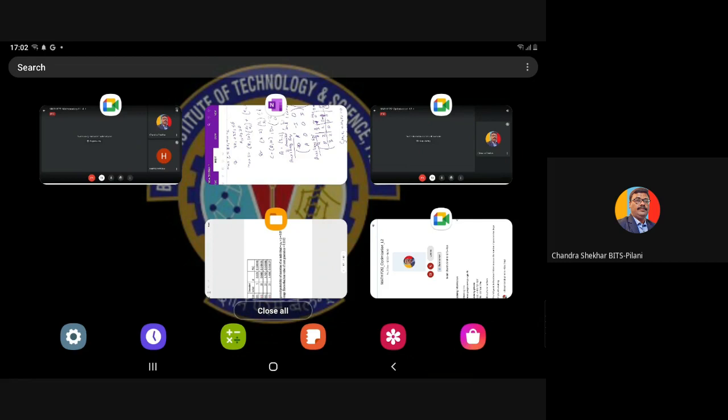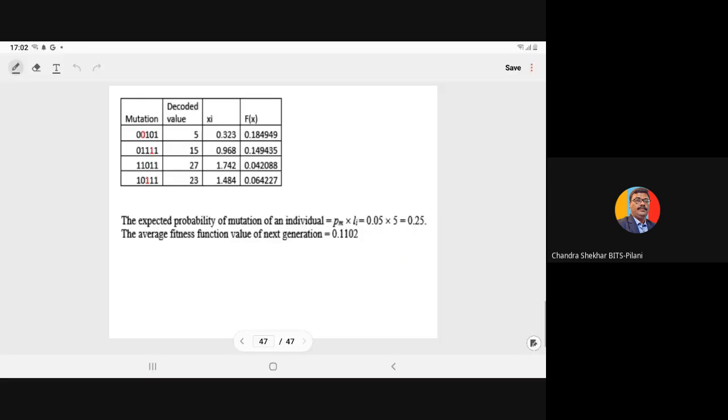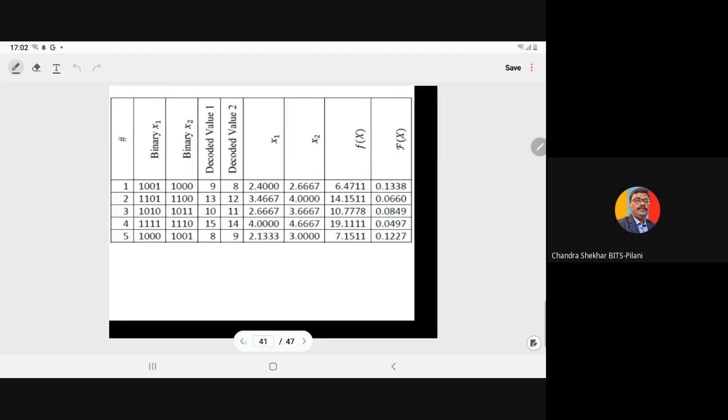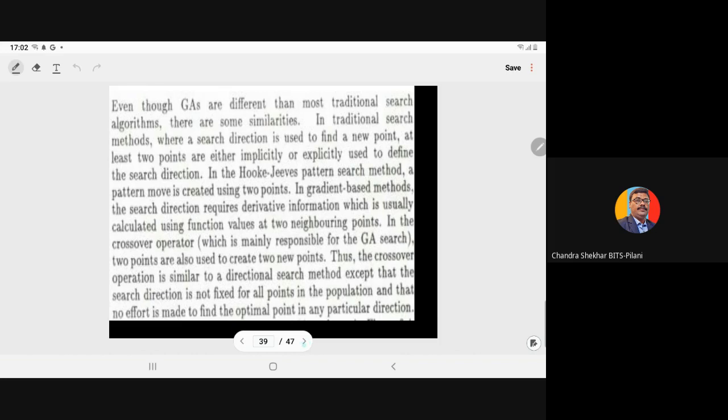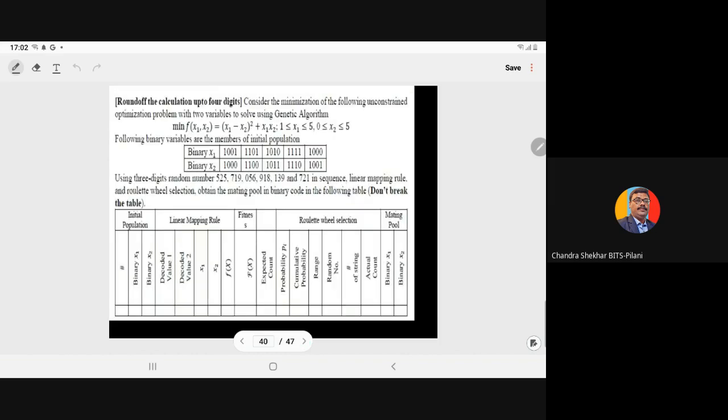Presently, we are studying genetic algorithm. In the last class, we have completed the algorithm part. Now, let us have some question. So, let us have this question. Consider the minimization of the following unconstrained optimization problem with two variables to solve using genetic algorithm.